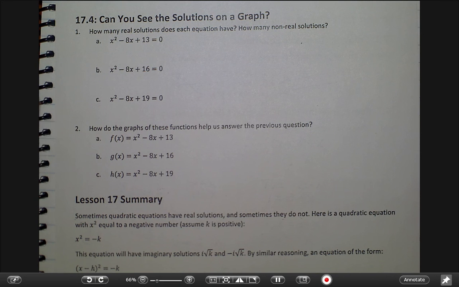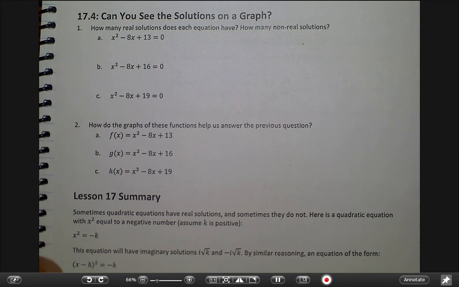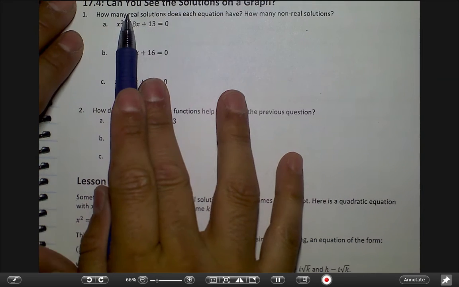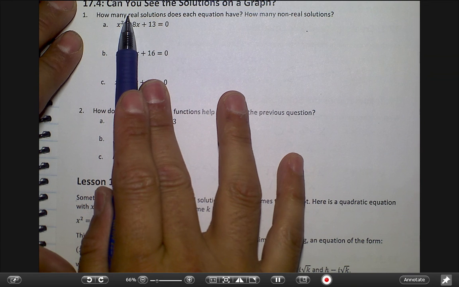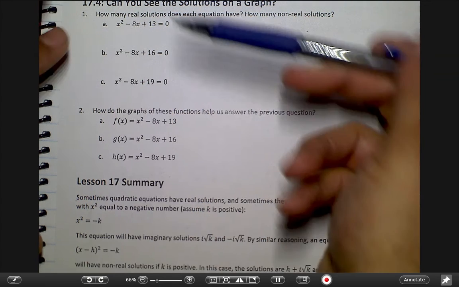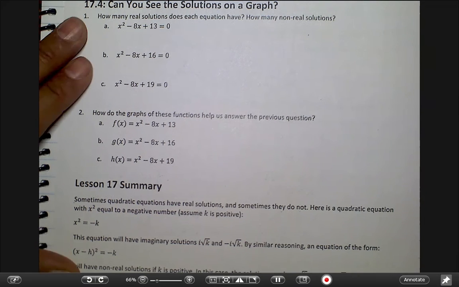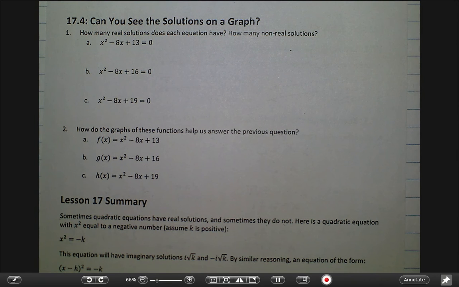Alrighty. Now, on this right here, it says how many real solutions does each equation have? How many non-real? So, from page 2 in your notebook, I taught you guys how to graph it. You're graphing this one and this one right now. I know you guys didn't tape this in yet, so I just want to come around and see your cover. Just show me the cover of your notebook so I can give you points. So I'm coming around and checking that right now.